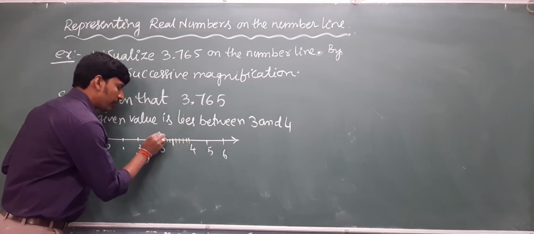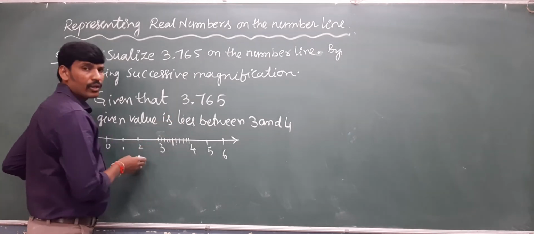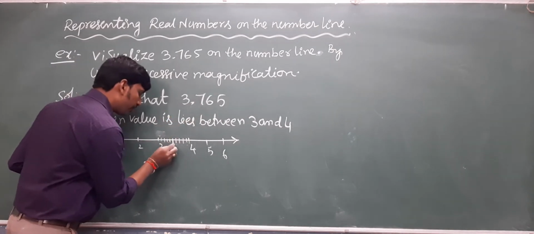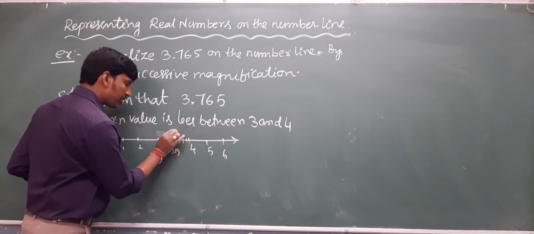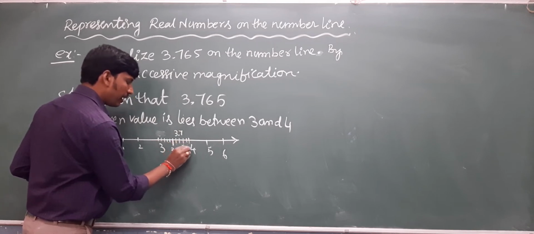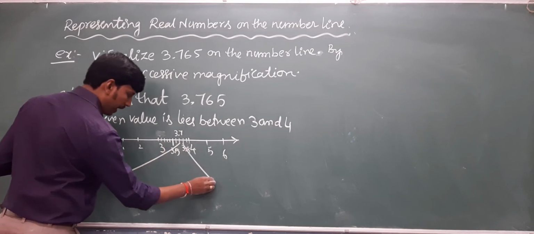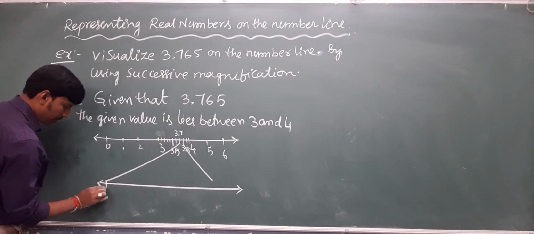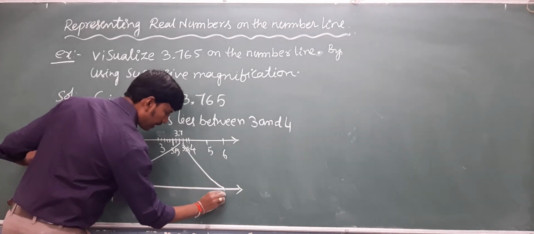Now we have to see the first value after the decimal. It is 3.7. Where will it be? This is 3.5. Now 3.6, 3.7. This is 3.7. What is the next one? This is 3.8. Clear? So now I am going to take 3.7 and 3.8, and take it inside a little bit.